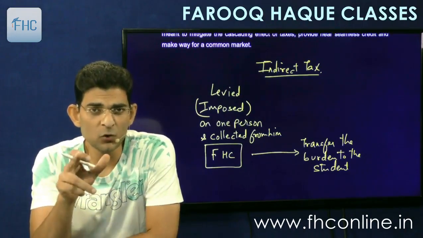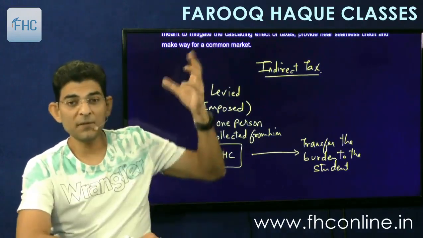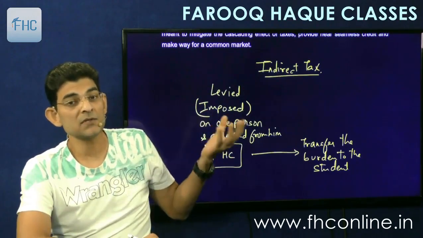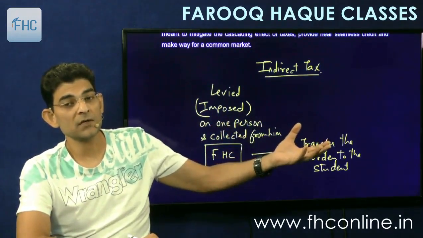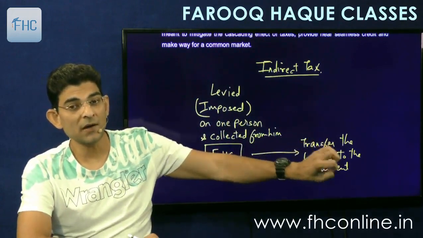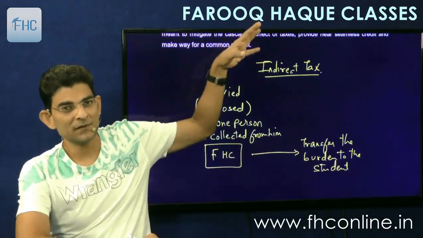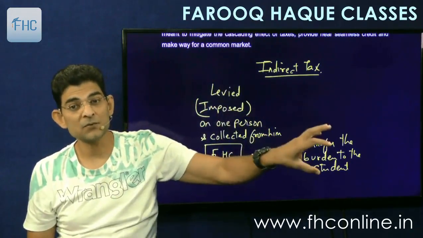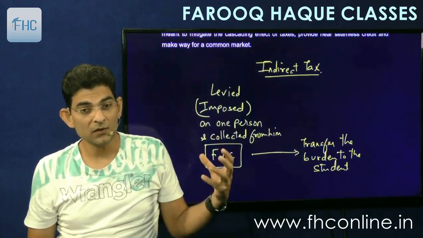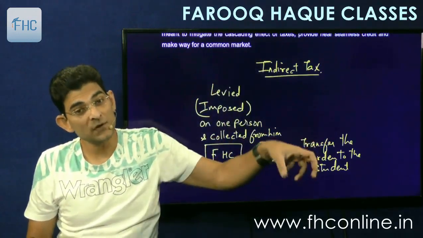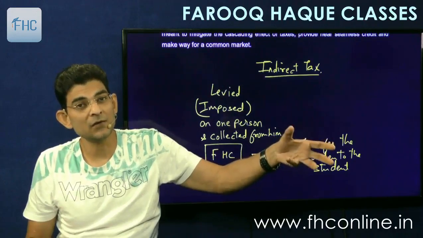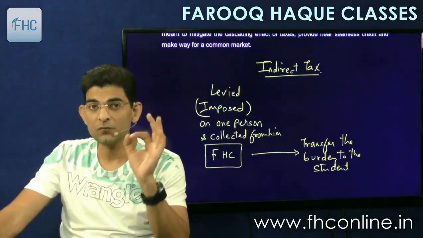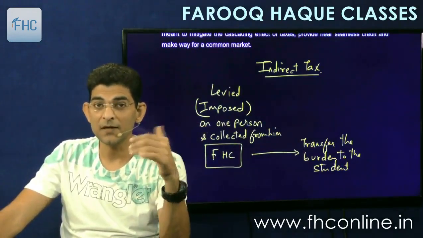But you don't pay to the government, I pay to the government. So the government imposes the tax and collects from me, Farooq Haque classes, and Farooq Haque classes is allowed to shift or transfer the burden of tax to the consumer. So I am recovering it from you and paying it to the government. That is called indirect tax. It means the government indirectly collects the tax from the consumer. They are directly collecting from Farooq Haque classes, but indirectly collecting from the student, the consumer. So this indirect collection of tax gives it the name indirect tax.